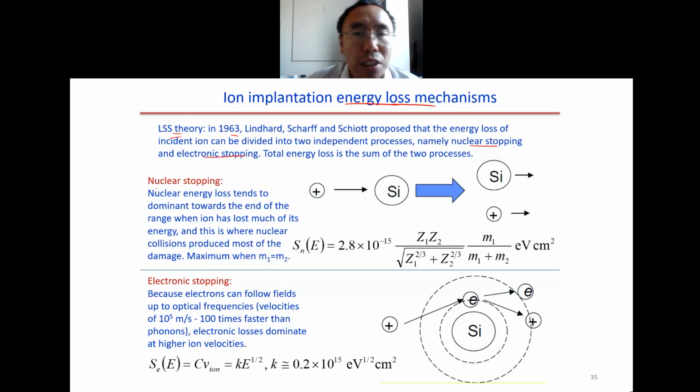This is the nuclear stopping. That means the ion, for example the boron ion, collides with the silicon atom, then it will be stopped. This is like a two-particle collision, so the energy loss is given by this formula here. M1, M2 is the mass of the ion and the silicon. This is the atomic number, which is related to the mass of the atoms, given by this one.